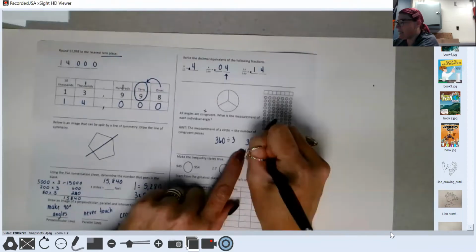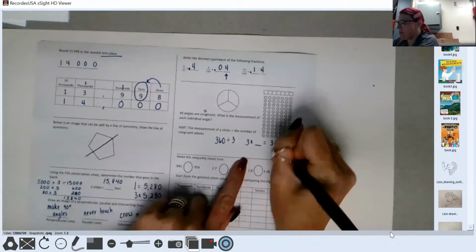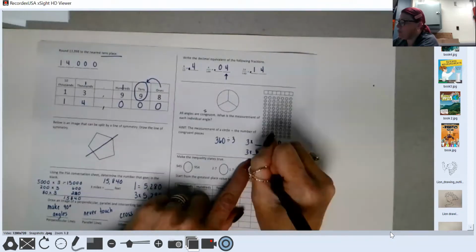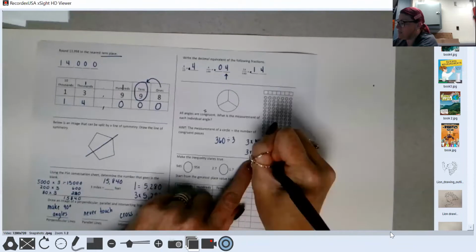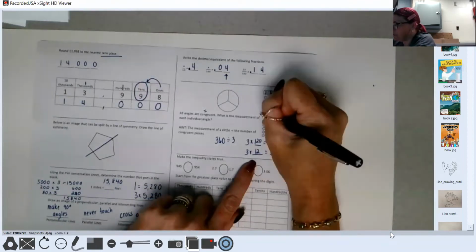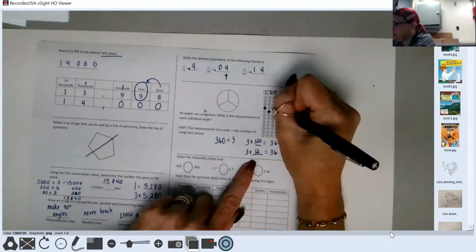3 times blank equals 360. 3 times blank equals 36. Well, 3 times 12 equals 36. This one has 1 place value, so that's 120. And I'm going to write 120 and bubble 1, 2, and 0.